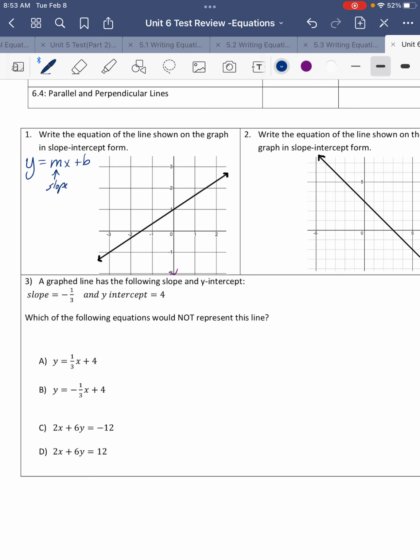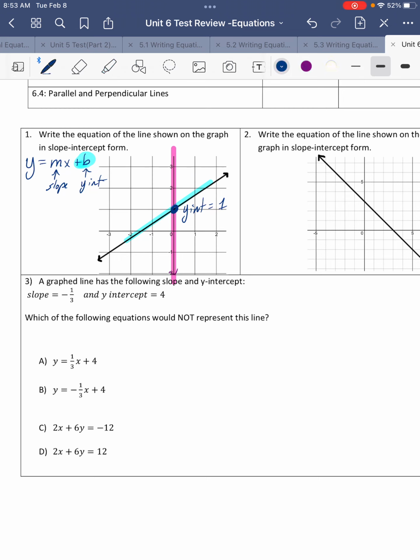M is your slope, and b is going to be your y-intercept. So we have to find the y-intercept and the slope. Typically, I look at the y-intercept first. So you're looking along the y-axis. Where does the line cross the y-axis? Well, that's right here. They intersect each other at 1, so the y-intercept is 1. So in the formula, we're going to replace the b with 1.